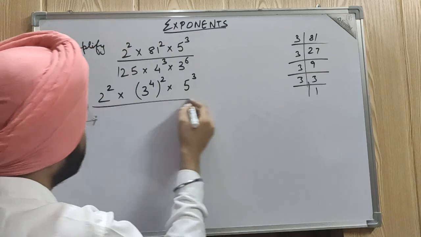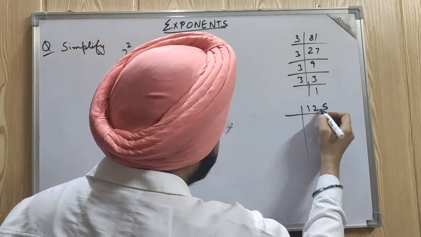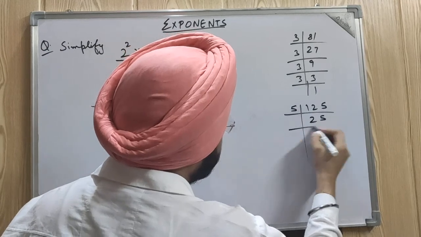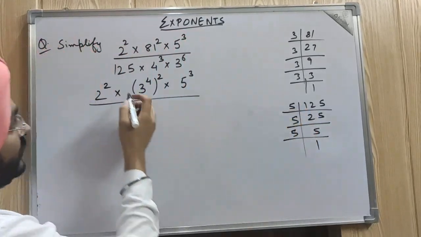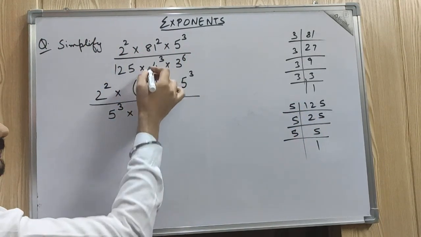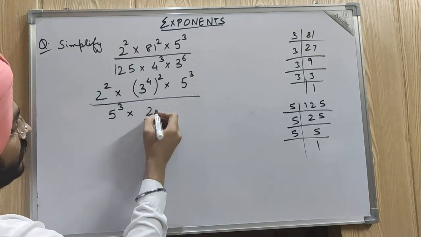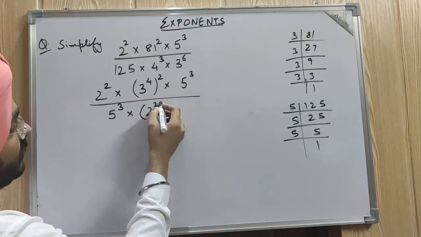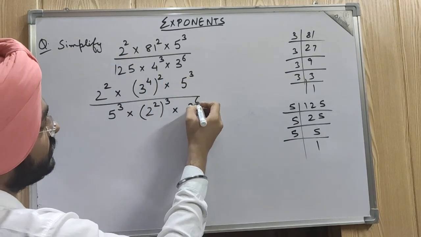5 cubed. Okay. What about this 125? I can write 5, 25, 5, 5 and 5, 1. So 1, 2, 3. So instead of 125, can't I write 5 cubed? Okay, what about this 4? As you all know, 4 can be written as 2 squared, 2 raised to the power 2. And this again cubed, 3 raised to the power 6.